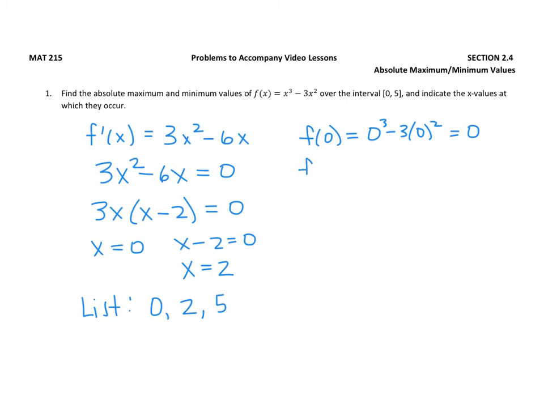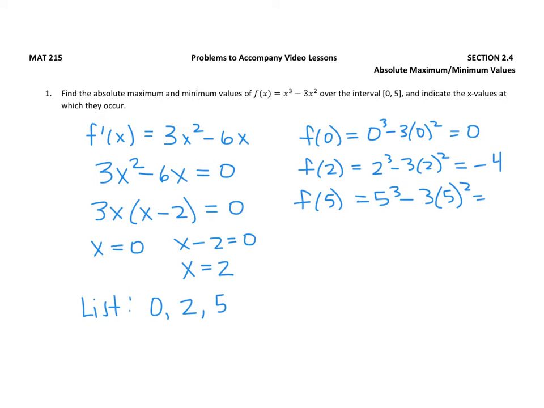Now if we plug 2 into our function, we have 2 cubed minus 3 times 2 squared, which is going to give us a negative 4. Now if we plug 5 into our function, we have 5 cubed minus 3 times 5 squared, which is 125 minus 75 to give us a function value of 50.